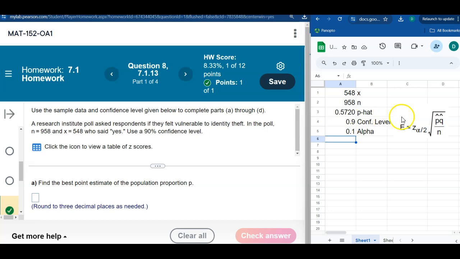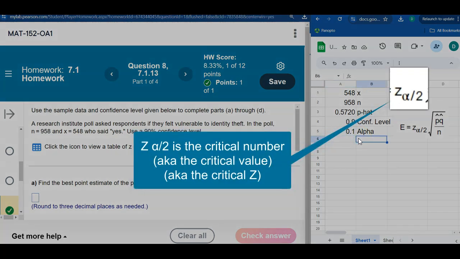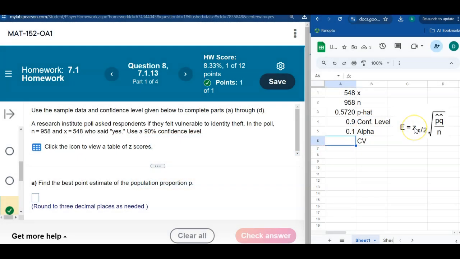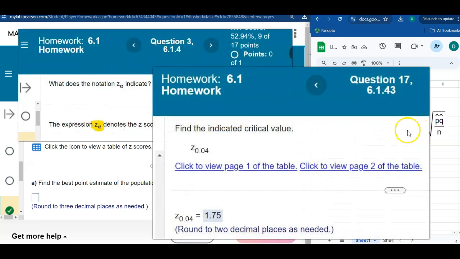Now, notice that's alpha, and this is alpha over 2. We're going to have to divide that by 2 to be able to get the critical number. So I'm going to write critical value, CV. Notice it says Z, just like we saw in chapter 6, the Z distribution, the standard normal distribution. This is a Z that we don't know, and we know an area, alpha. This is literally that same thing that we saw in chapter 6.